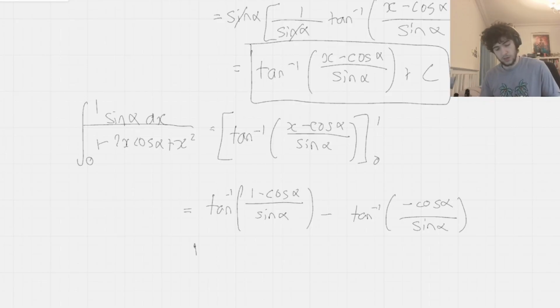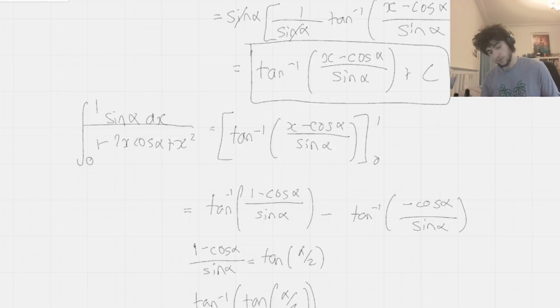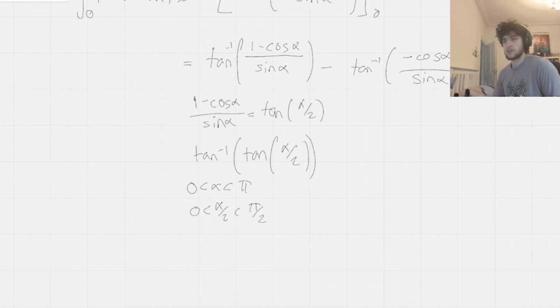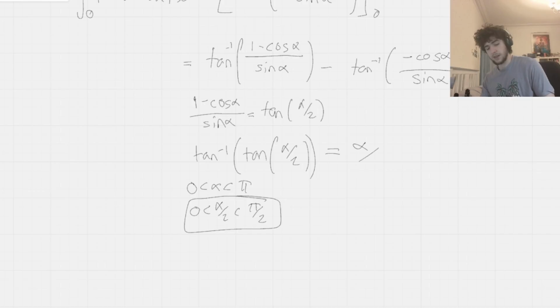So we have to recall that 1 minus cosine alpha over sine alpha is equal to tan of alpha over 2. So then what we have in the first bracket is just arctan of tan of alpha over 2. Because alpha is between 0 and pi, alpha over 2 is between 0 and pi over 2, which is part of the region where arctan of tan of that value is just going to be exactly equal to that value. And so arctan of tan of alpha over 2 is just going to be alpha over 2 here, right?